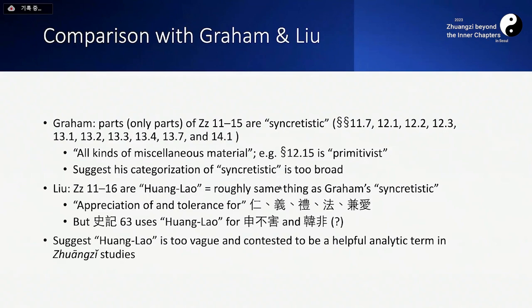Strangely, Liu does recognize that the Piān 12 contains at least 2 pericopes that are similar in content to 8 through 10, but he dismisses these as insignificant. I note that Liu's use of the term Huanglao seems at odds with the way the Shiji uses it in Shiji 63, where it applies to Shenbuhai and Hanfei, neither of whom I think had much appreciation for benevolence, righteousness, and universal love.